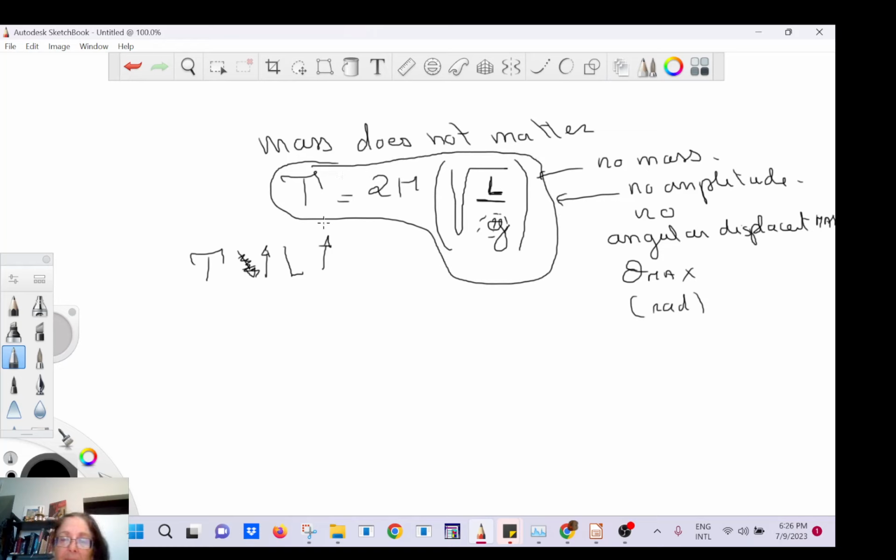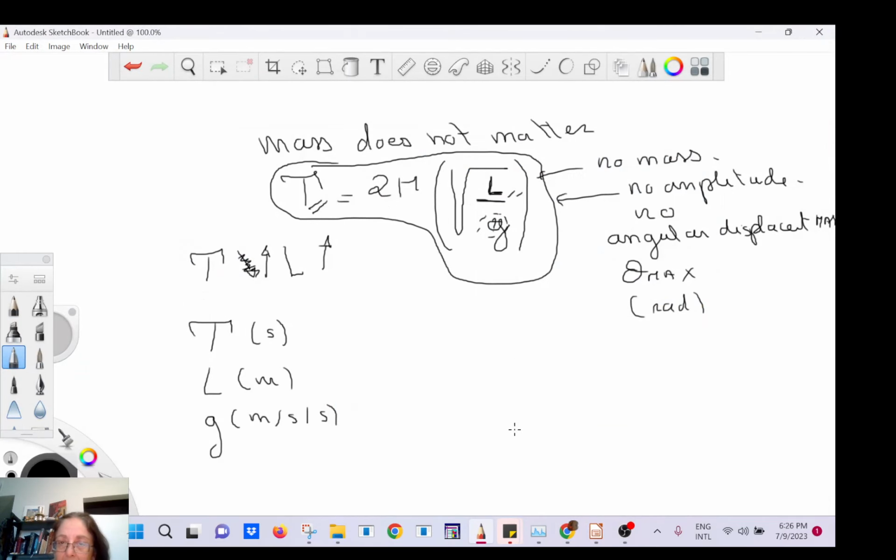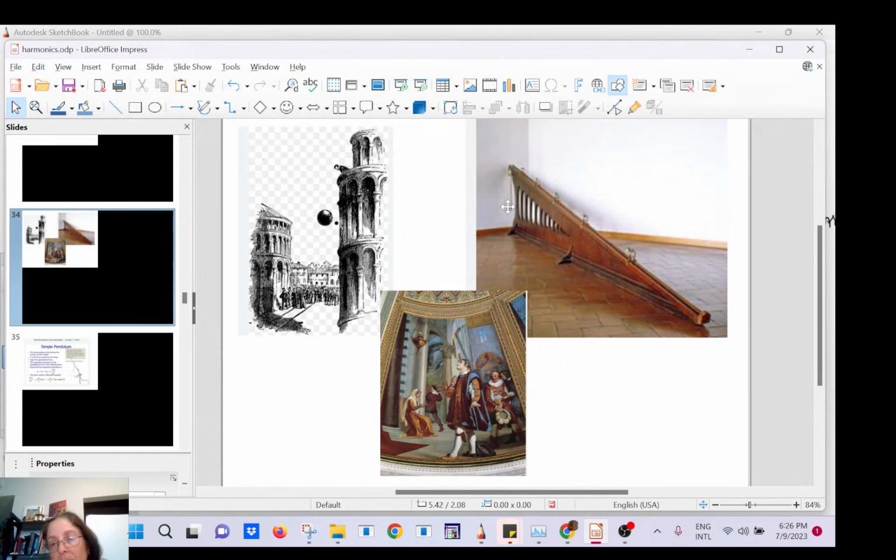So Galilei found out that there was a relationship between the period and the length of a pendulum. Okay, so T is the period, in seconds, the length is in meters, and g is gravity, in meters per second per second. What is cool is that he understood, even though he didn't have this relationship yet, through experiments, that you can use a pendulum as a stopwatch.